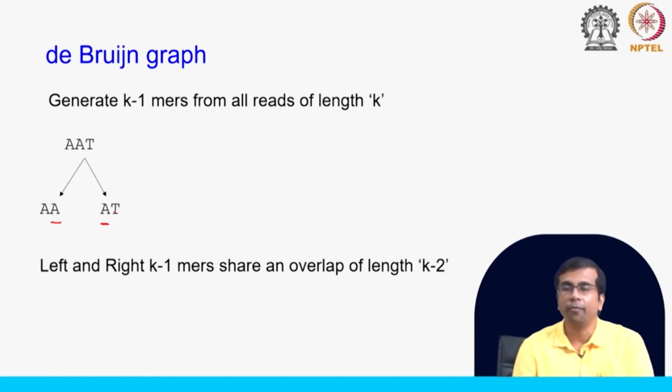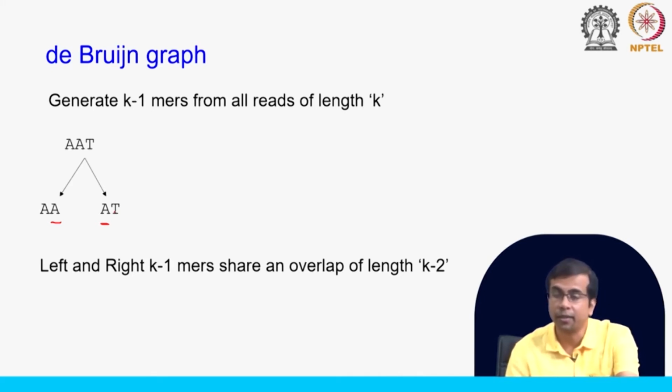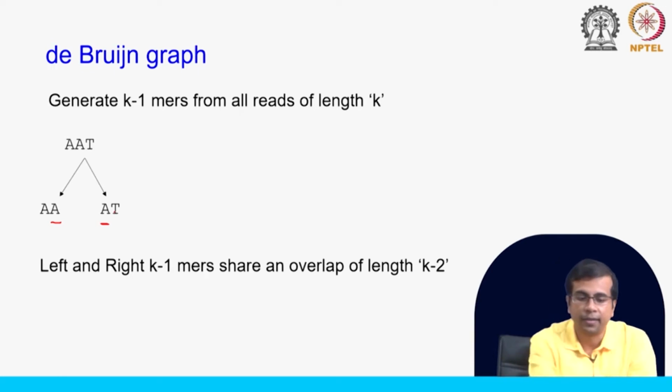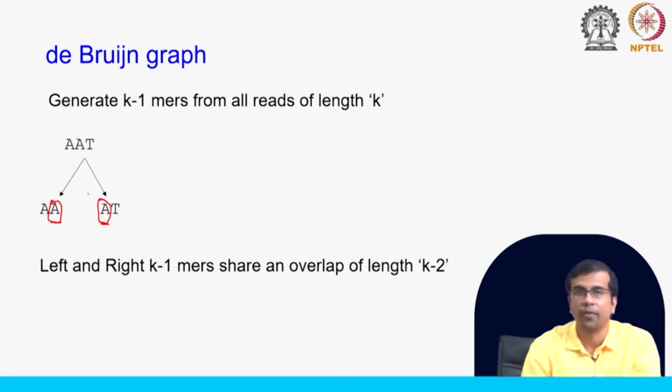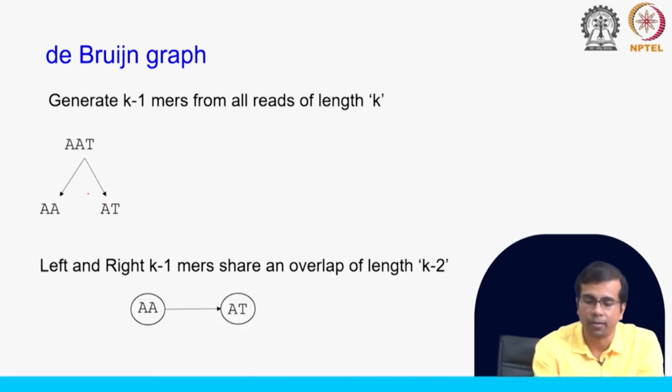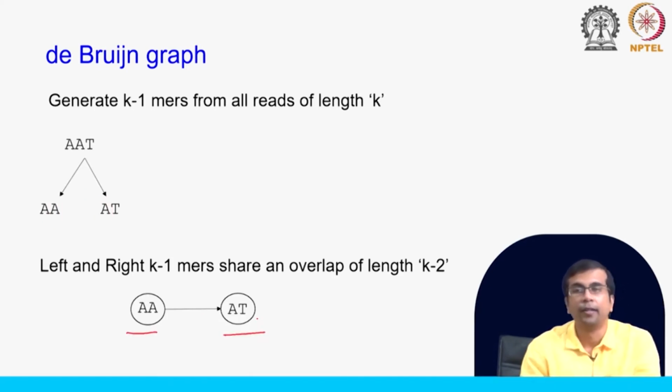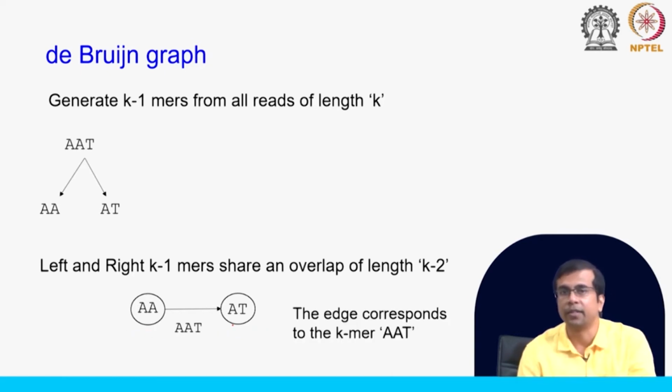Now that we know the overlap is k minus 2, we can build this graph. How do you build it? These two (k minus 1)-mers share this overlap: the suffix of this (k minus 1)-mer overlaps with the prefix of this one. With that idea, we can build the overlap graph, and this is how it would look. This is the left one and this is the right one. The arrow direction is from the left to the right, because of the nature of the overlap: the suffix of the left overlaps with the prefix of the right (k minus 1)-mer. This overlap is of length k minus 2, which in this case is 1.